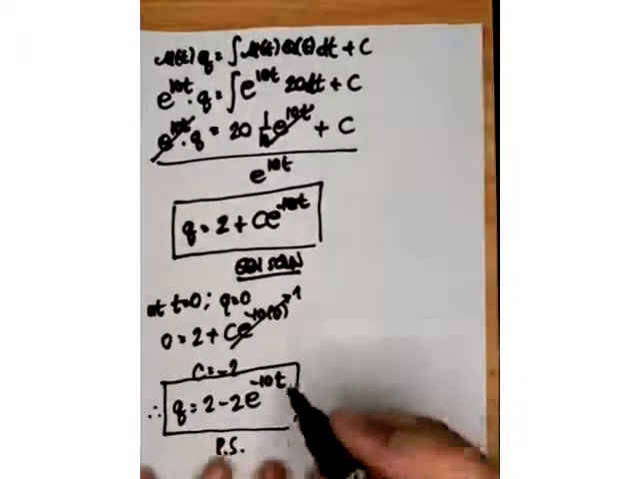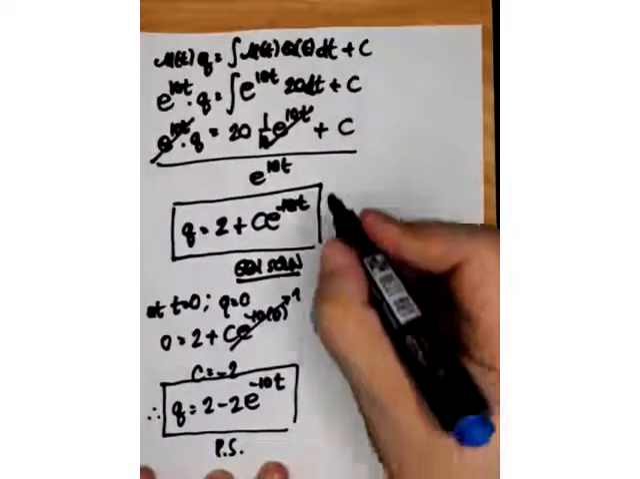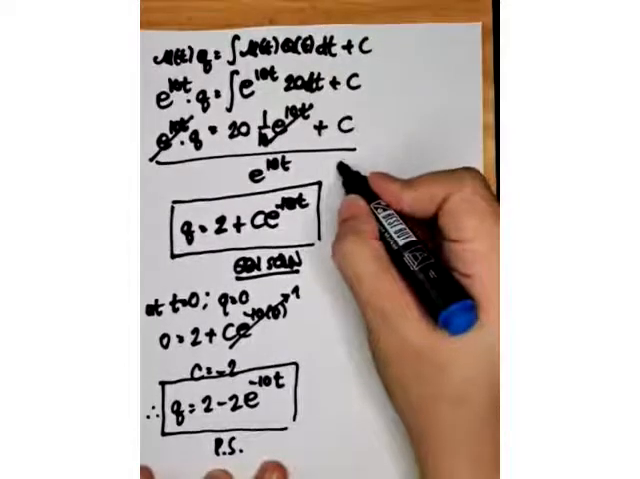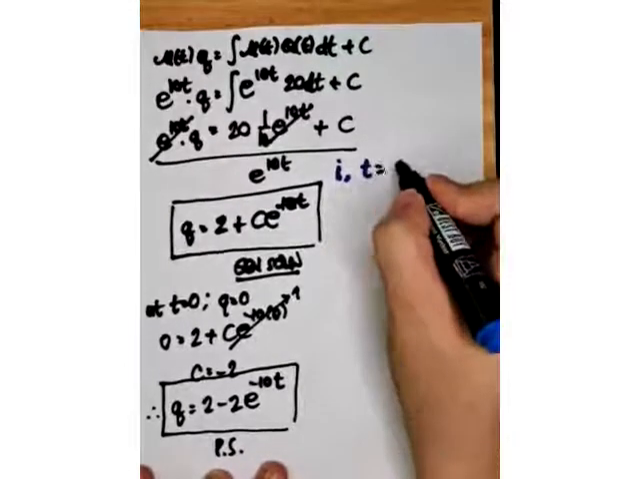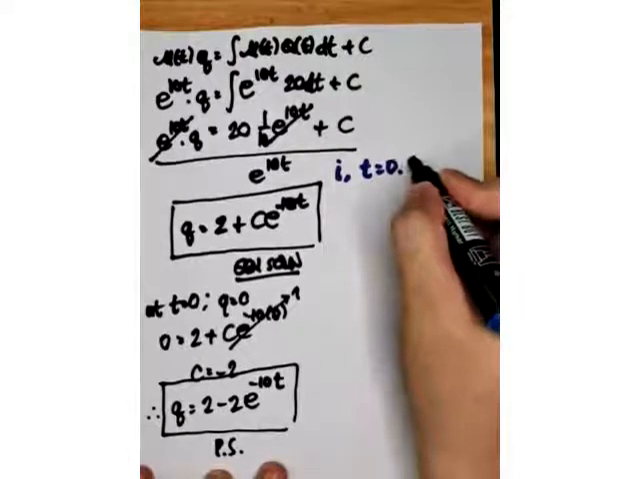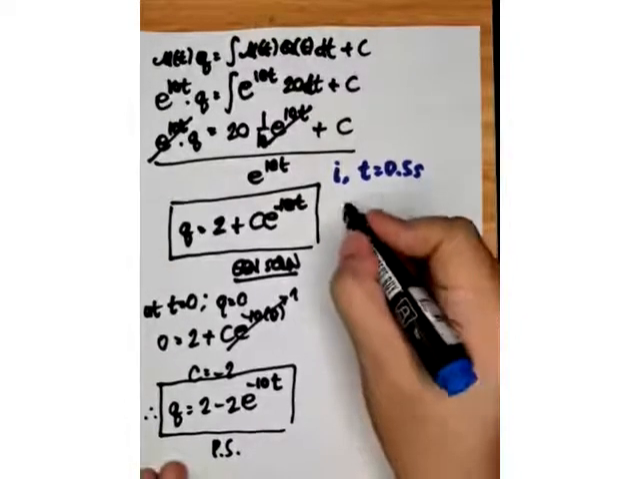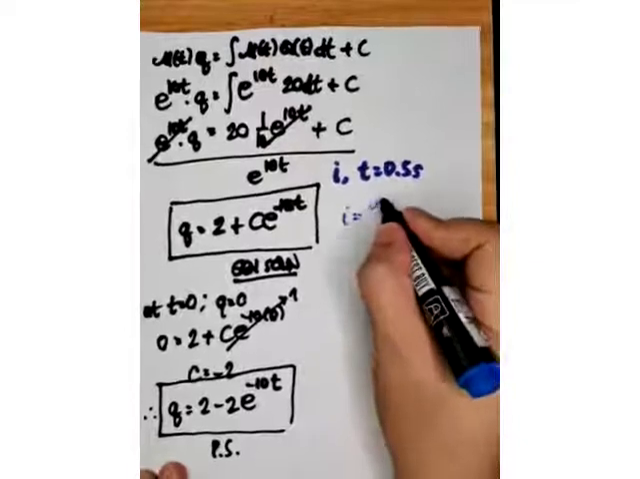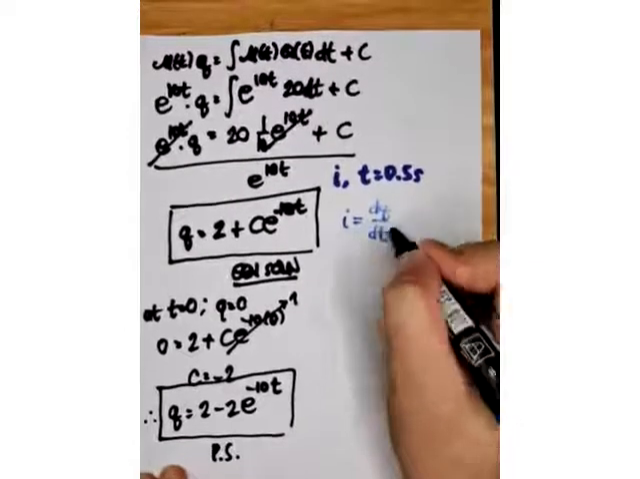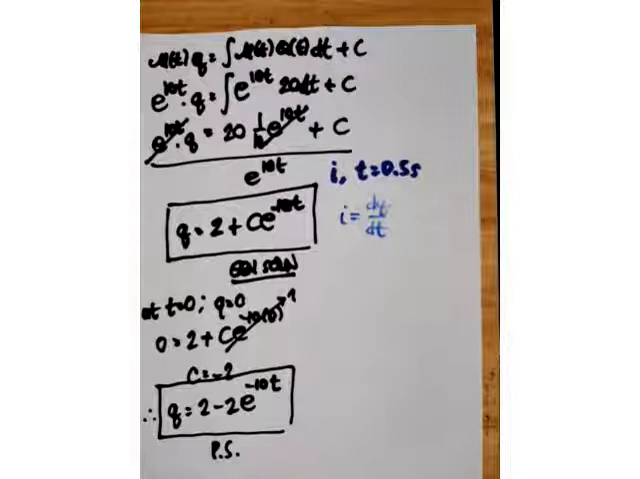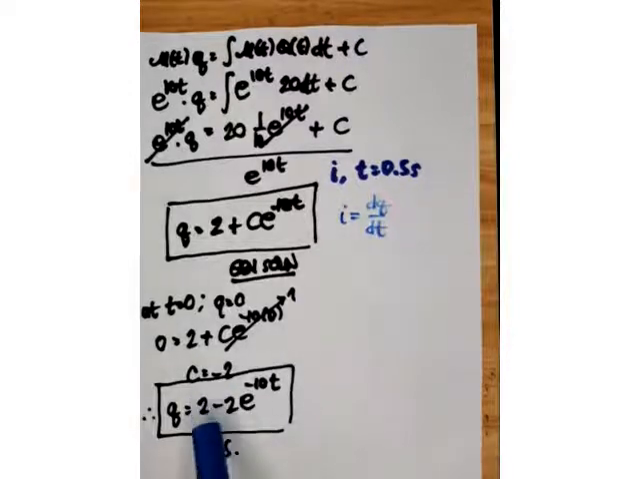Okay. Next. Ang hinahanap natin, so what is I when t is equal to 0.5 seconds? Okay, class. So nakuha natin is equation of Q. But what is I in terms of Q? I is dq over dt. So I is dq over dt, but we are given the equation of Q.